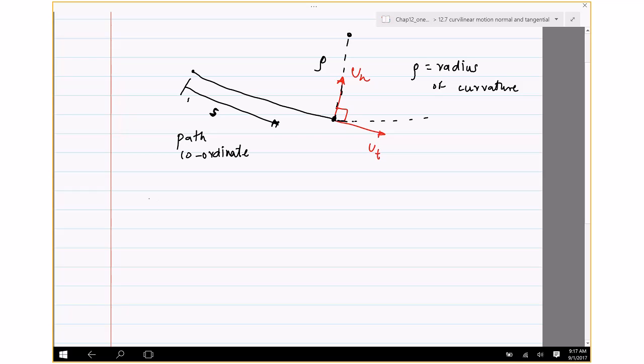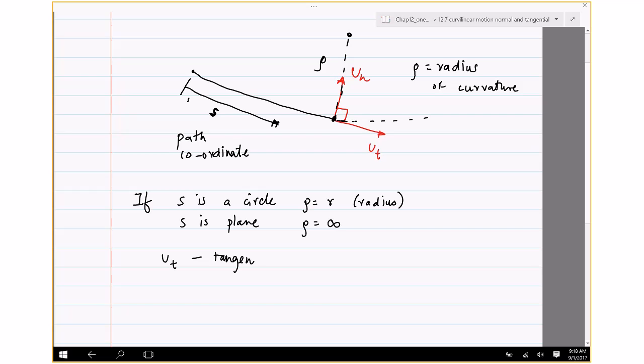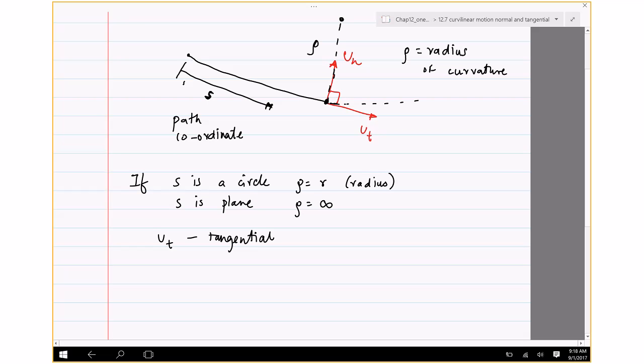So if s is a circle, rho is r, which is the radius. If s is a plane or a straight line, rho is infinity. Ut is the tangential direction, and un is the normal direction.